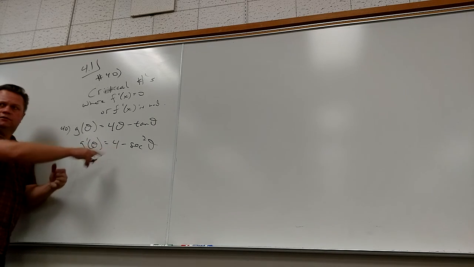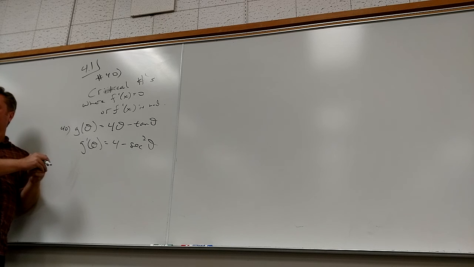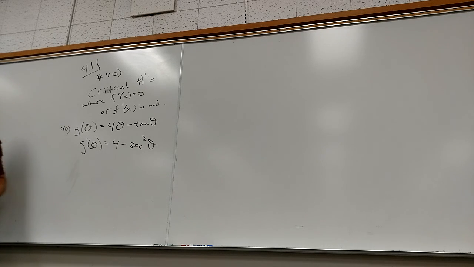So what do I do with this? Set it equal to 0 or look for where it's undefined. Is secant undefined somewhere? Yes, wherever cosine is 0, because secant is 1 over cosine.